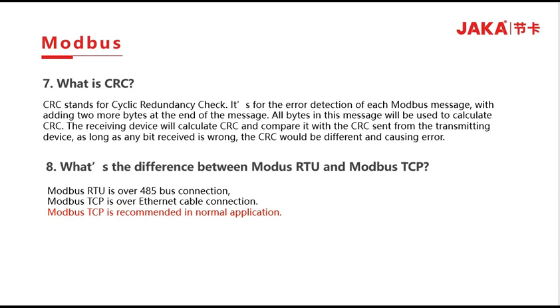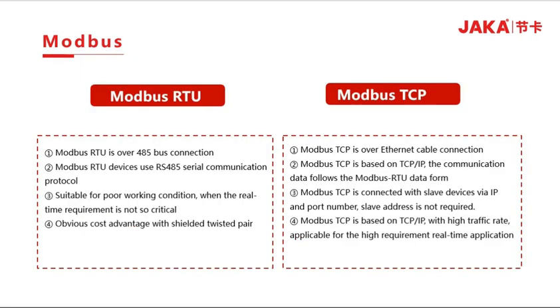The difference between Modbus RTU and Modbus TCP is that Modbus RTU is over a 485 bus connection and Modbus TCP is over an Ethernet cable connection. For the normal application, Modbus TCP is recommended. Now, let's have a look at the detailed comparison between Modbus RTU and TCP.